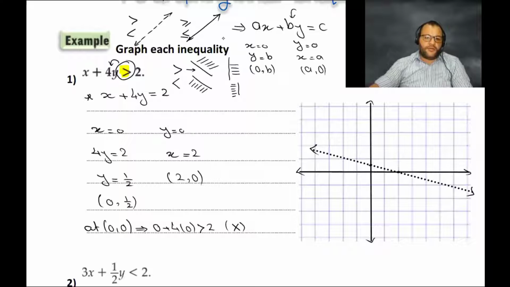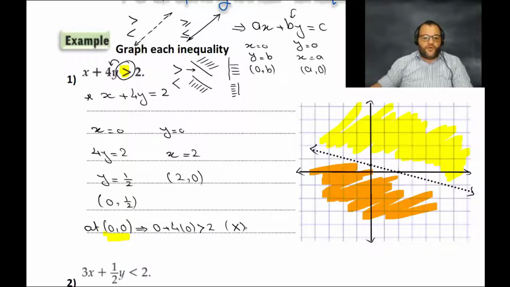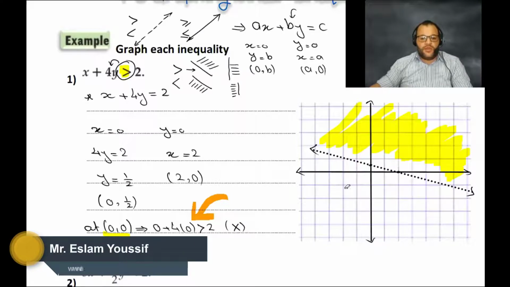A solid line. Which part is supposed to be shaded? Because it's greater than, we will shade above the line. So that part will be shaded. And you can check your answer by the part which contains the point 0 and 0. Where is the part which contains the point 0 and 0? That's the part. From the inequality, we say that the part which contains the point 0 and 0 is not one of the solutions. It means this one is not the shaded part.